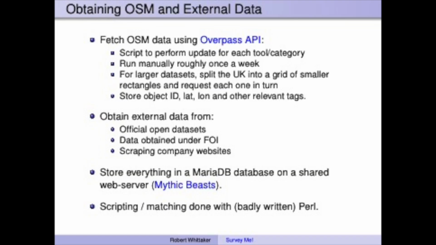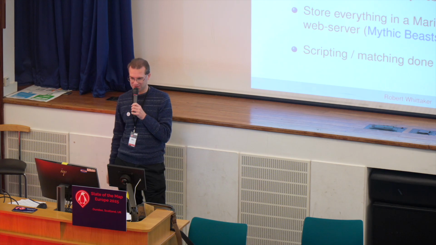And then for the external data sets, there might be officially published data sets. Things might be requested using the UK's Freedom of Information legislation. And there's one project that scrapes company websites to find stores. So we can get all that data, load it into a database, and then do some matching between the external data sets and the OpenStreetMap objects.